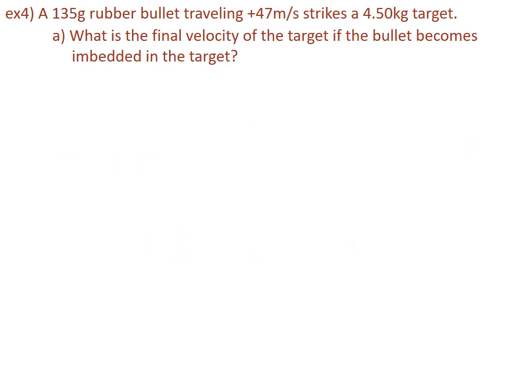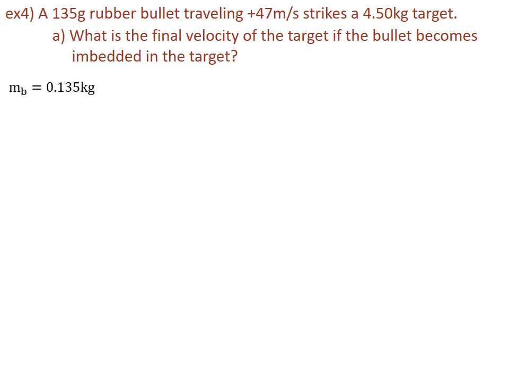Example 4. I have a 135-gram rubber bullet traveling 47 meters per second, striking a 4.50 kilogram target. What is the final velocity of the target if the bullet becomes embedded in the target? So I'm told after they hit, the two become stuck together.